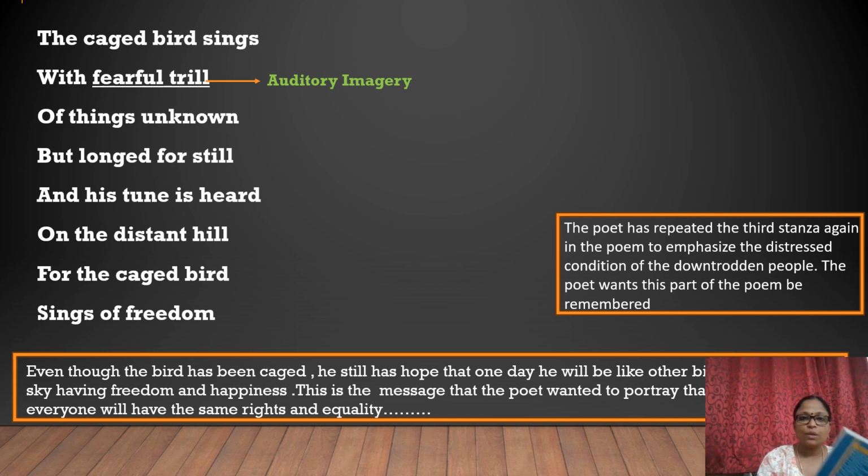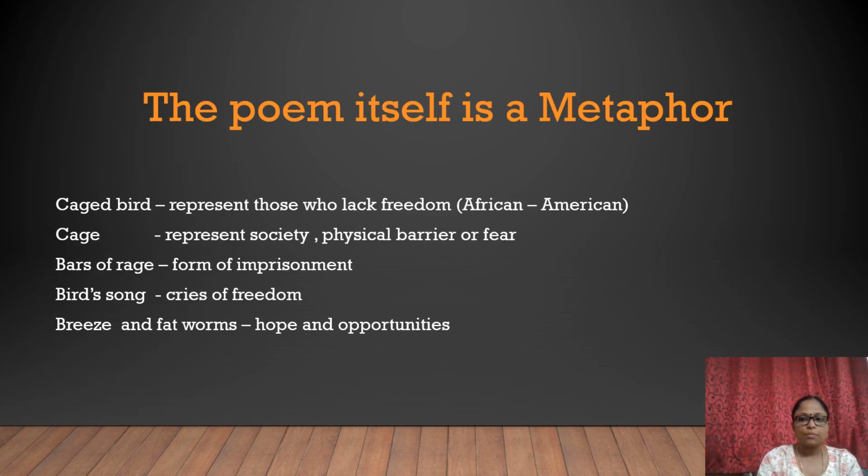Now let us look at the poetic devices. Caged bird represents those who lack freedom. Here it is African Americans. Cage represents society, that is, a physical barrier or fear. Bars of rage is a form of imprisonment. The bird's song represents the cries for freedom. Breeze and fat worms represent hopes and opportunities.